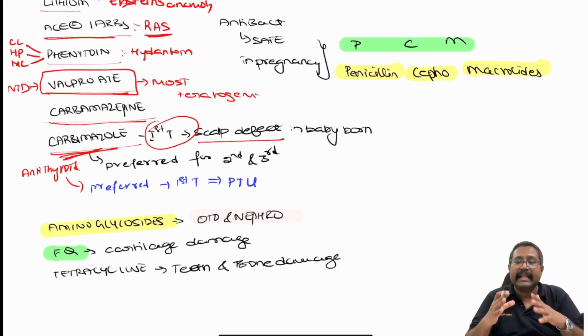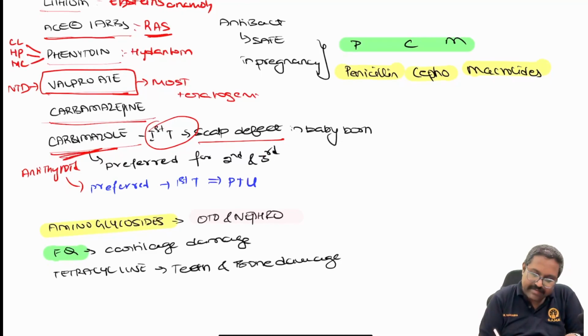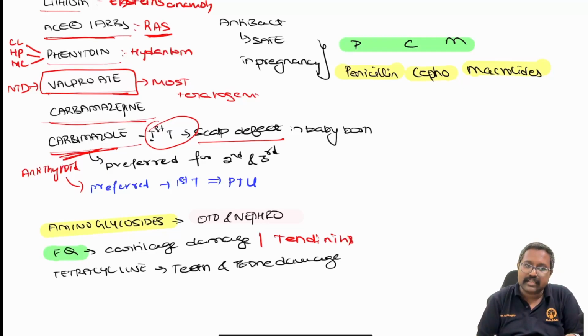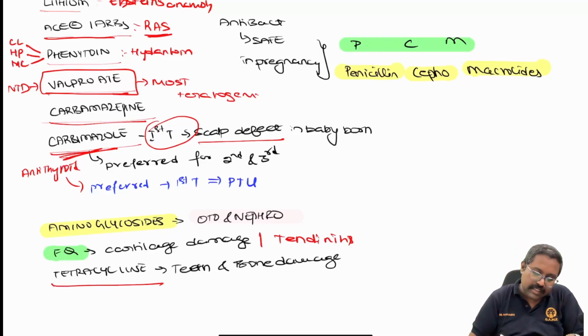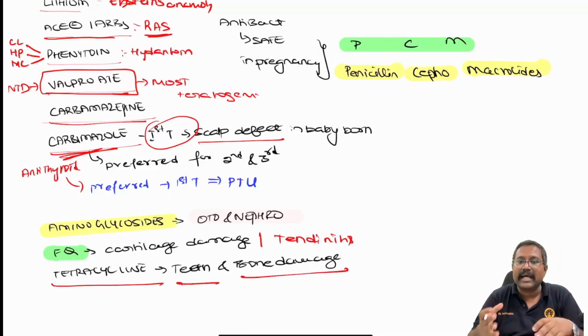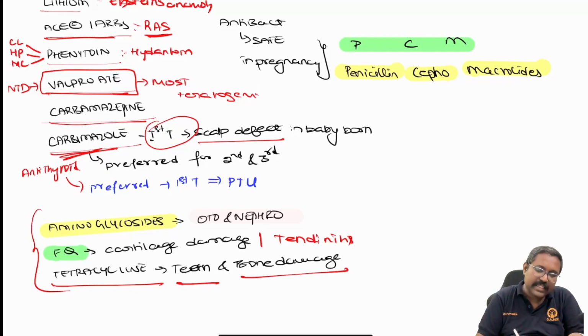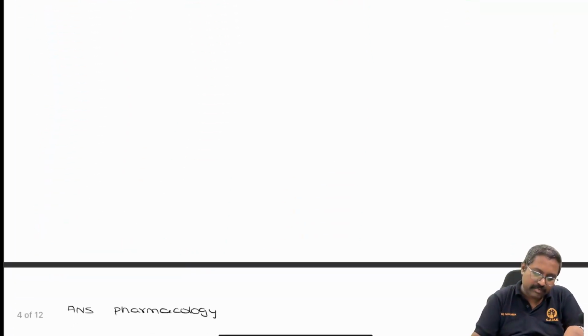It can cause side effects such as cartilage damage as well as tendinitis. What about the tetracyclines? Tetracyclines will cause a deformity in the teeth, as well as bone damage, leading to retardation in the growth of the bone. Very frequently asked MCQs which you should remember.